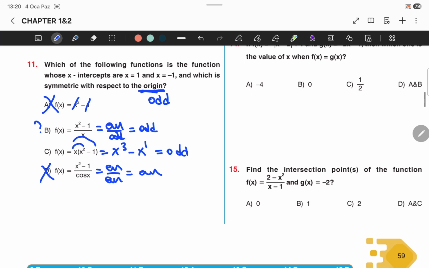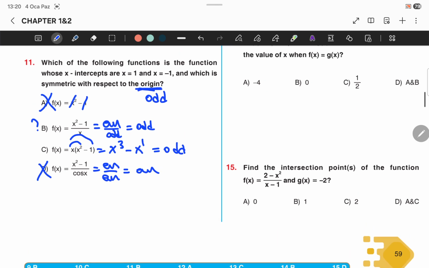Now, which of the following is an odd function? Guys, here, when you look at here, I have two options. Option B, x squared minus 1 over x. For the x-intercept, y must always be 0. Let me check it.